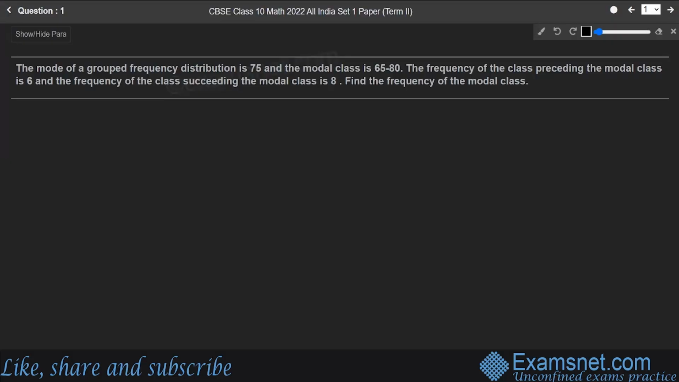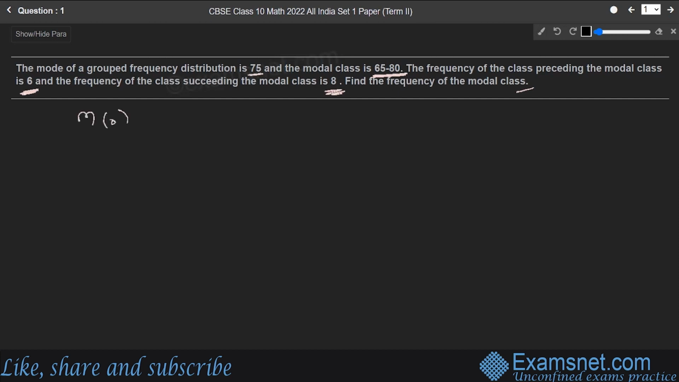Okay, so the question says the mode of a grouped frequency distribution is 75 and the modal class is 65 to 80. The frequency of the class preceding the modal class is 6 and the frequency of the class succeeding the modal class is 8. Find the frequency of the modal class. So first of all, let us write down the formula of mode.